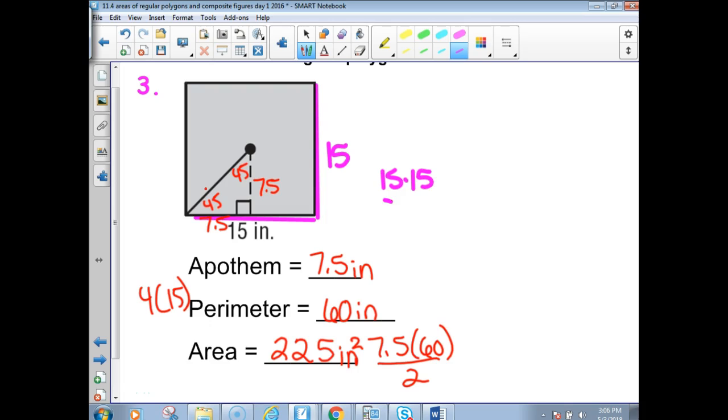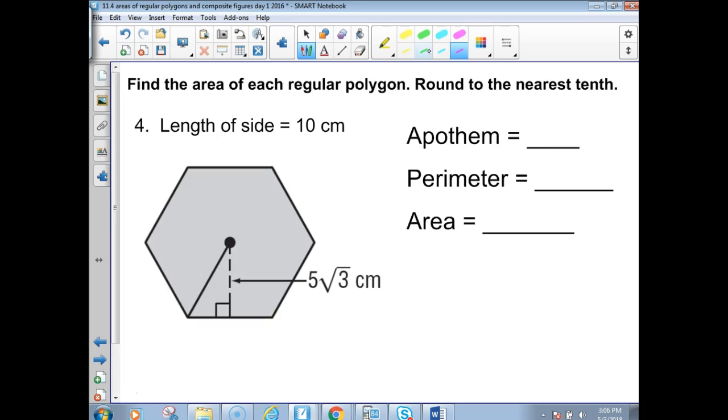Okay. This is how I would do it though if I was doing a unit test or a final exam. I would probably go for 15 times 15 over half the apothem times the perimeter. All right, moving on. All right, number 4.